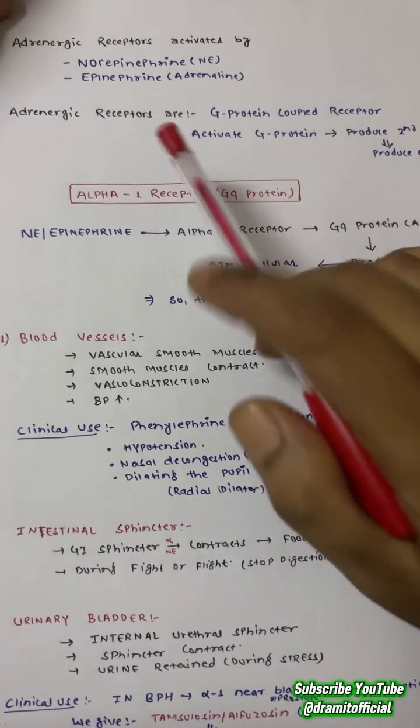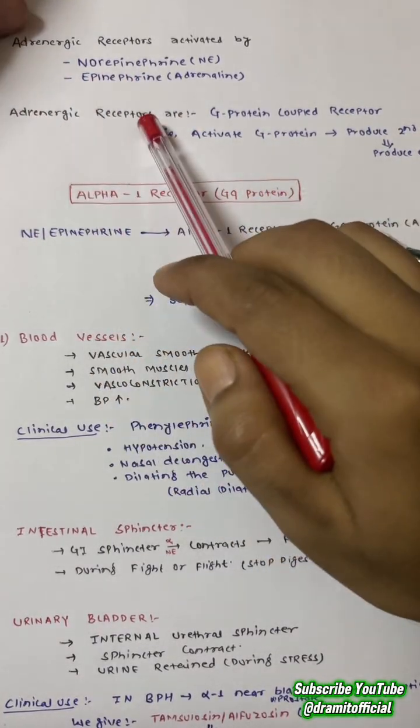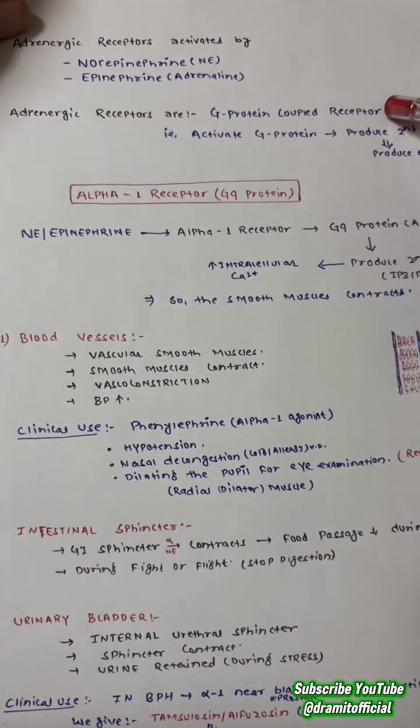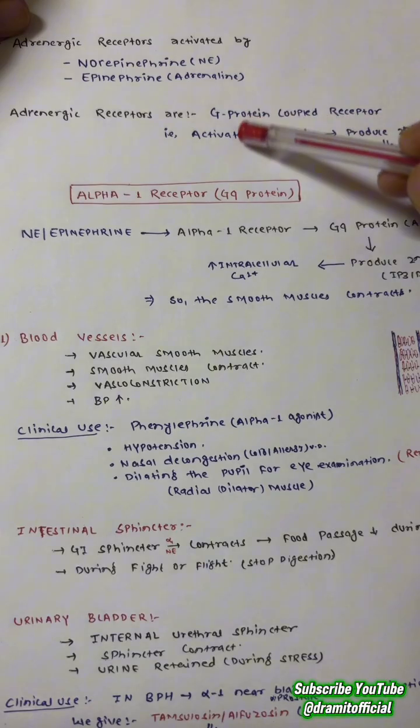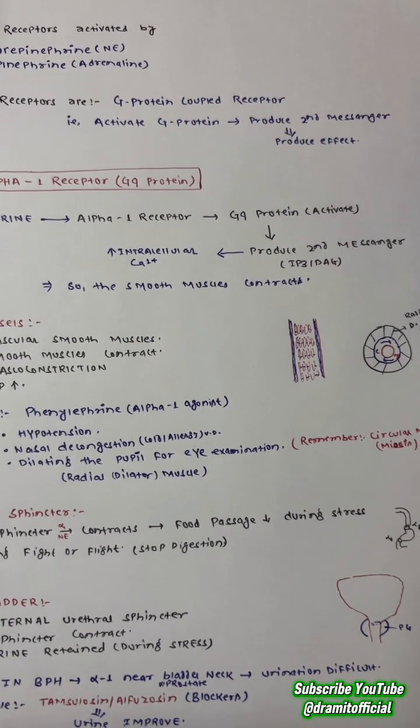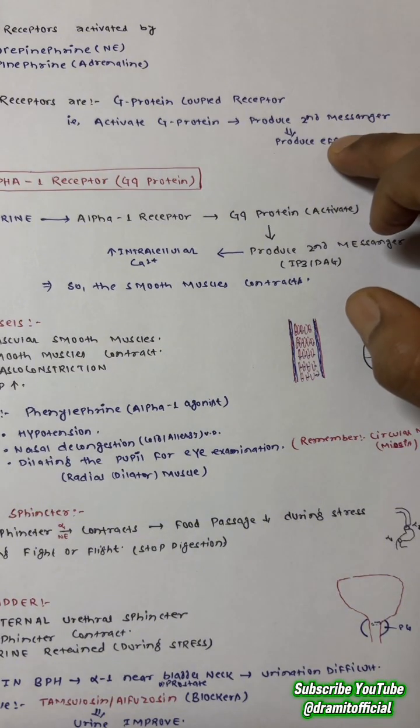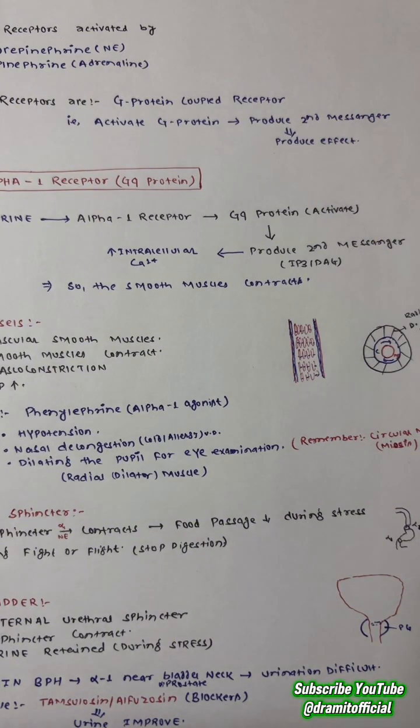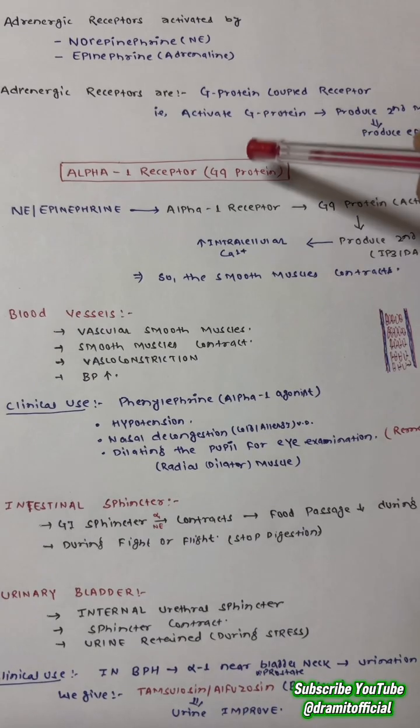The first thing is, in general, all adrenergic receptors are G protein coupled receptors. This is very simple, as we also talked about yesterday: these receptors have a G protein. First the G protein gets activated, and when it is activated, it releases a second messenger, and those second messengers produce the effect. Now we'll talk in detail about alpha 1 receptors.